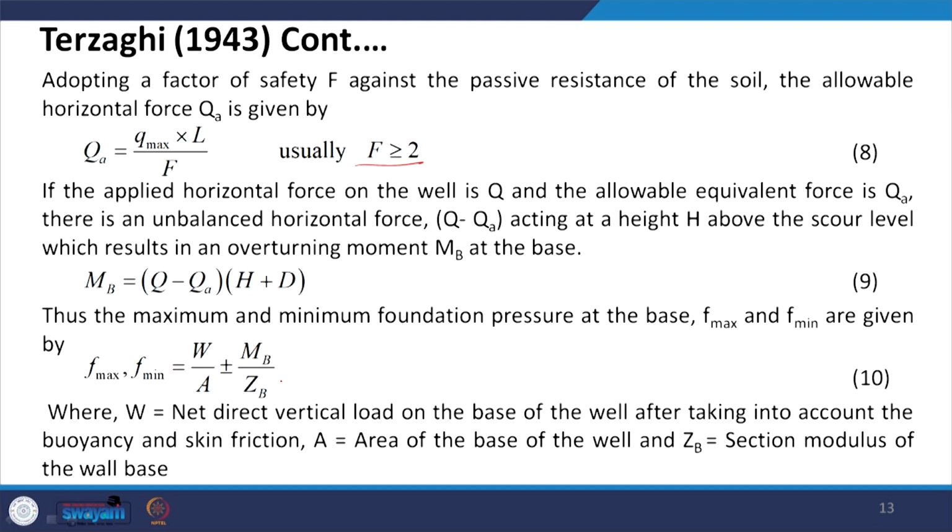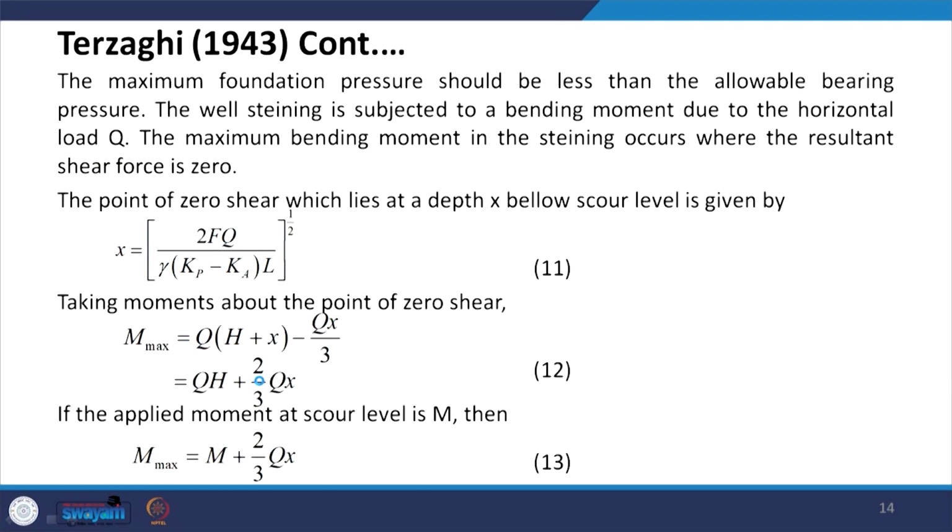Here is the maximum net direct load on the base of the well after taking into account the buoyancy and skin friction, A is the area and ZB is the section modulus of the well base. So, this is not the well wall, this is the well base. Now, in these two cases the maximum value should be less than the permissible value and the minimum should not be tensile, it should not be 0. So, this is the case.